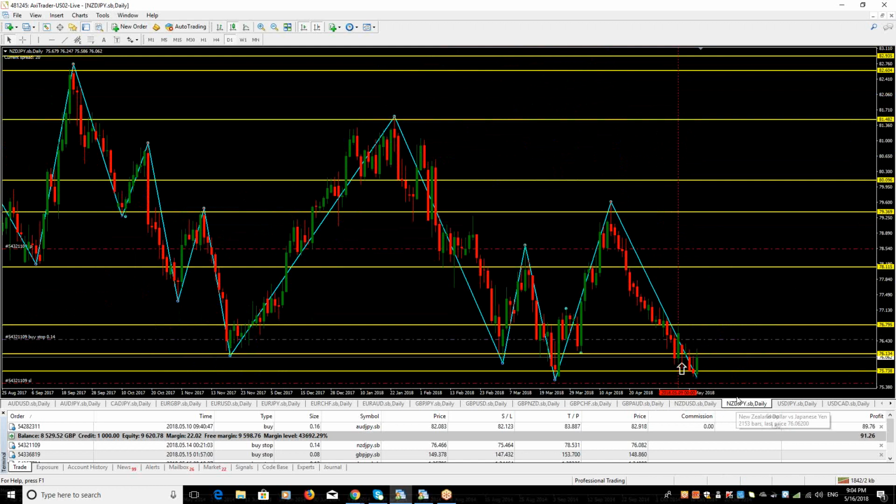Okay. Now here, can you see the touch there? Now I'm looking to enter into this trade right here. Okay, so I'm looking to enter into this trade there.